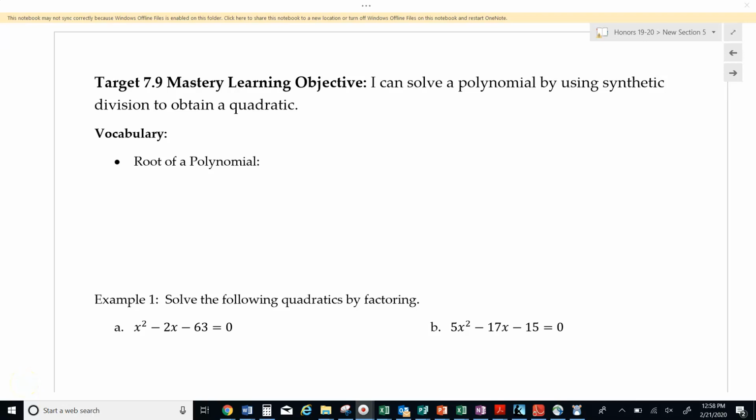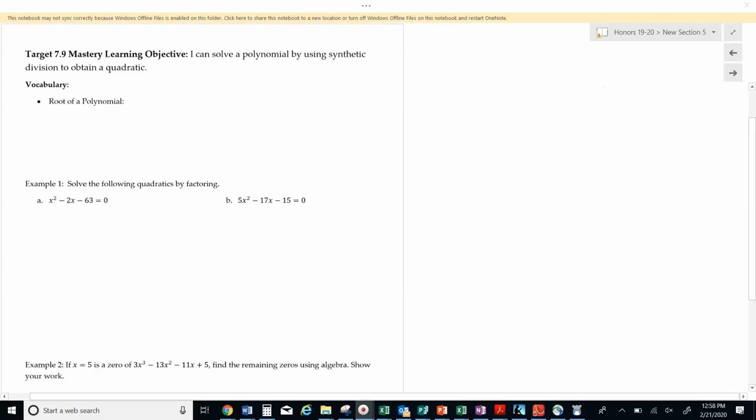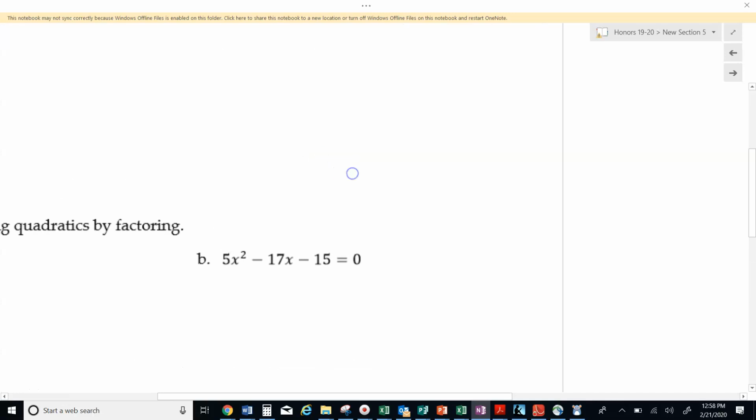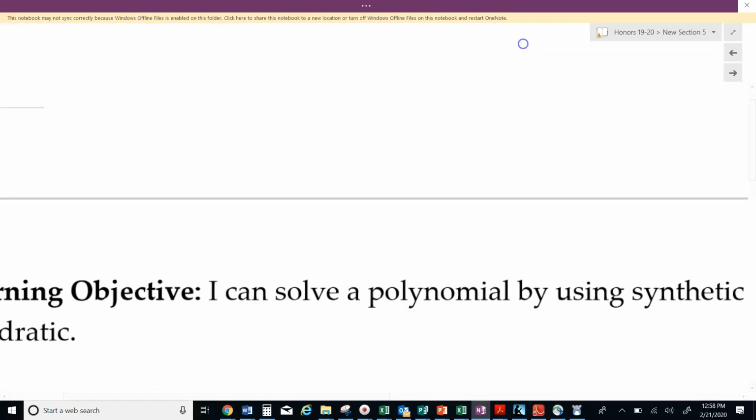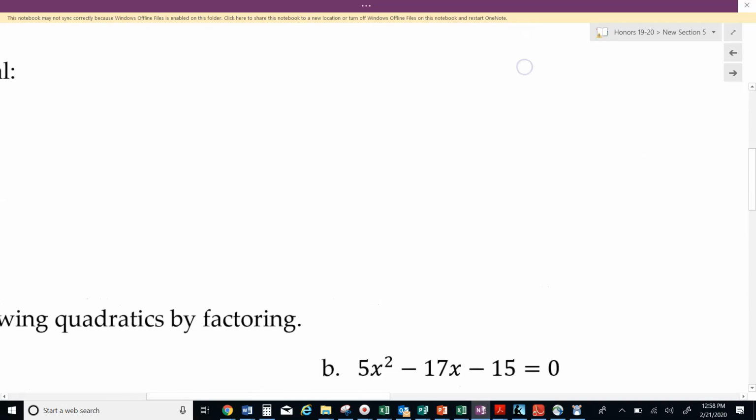All right, looking at target 7.9, we are now looking at solving a polynomial by using synthetic division to obtain a quadratic. And with quadratics, we know how to solve them through factoring. So that's why we specifically want to get that quadratic.